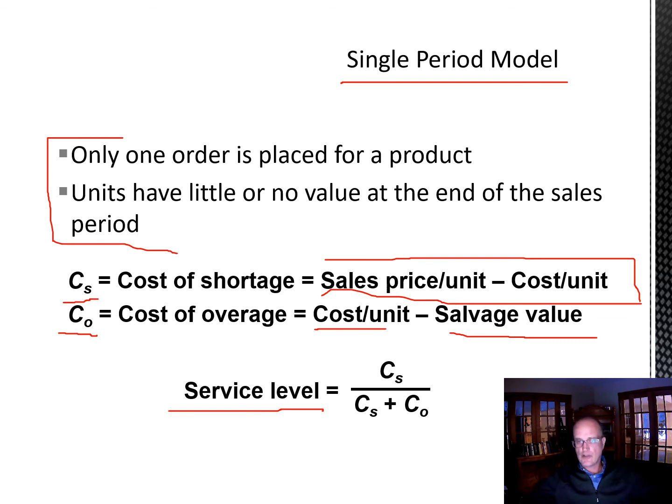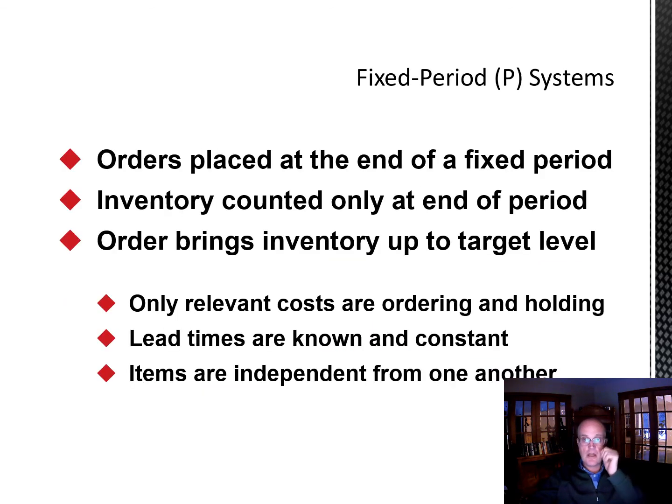And I have posted already a video on the newsvendor model and how we determine the amount to order in this specific case. So this is a very specific single period model for perishable products where we can't carry inventory forward. We already talked about EOQ, POQ, and quantity discount. Those are models in which you order when you hit a specific point.